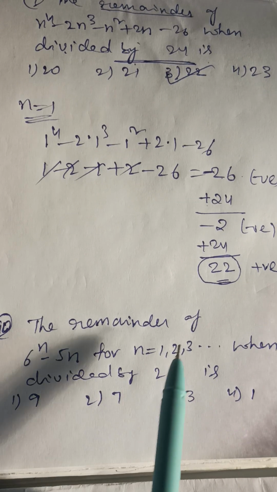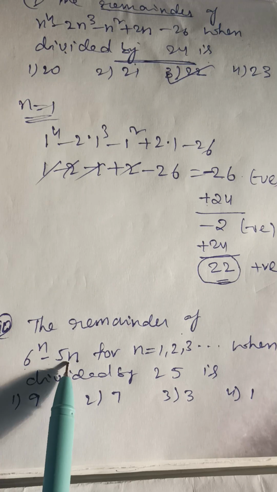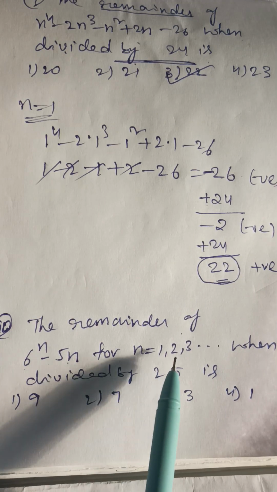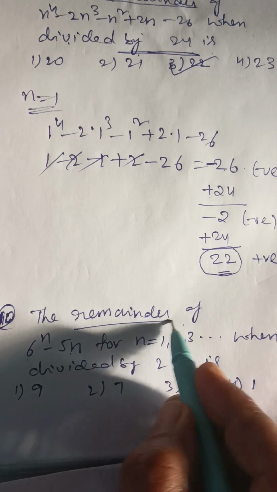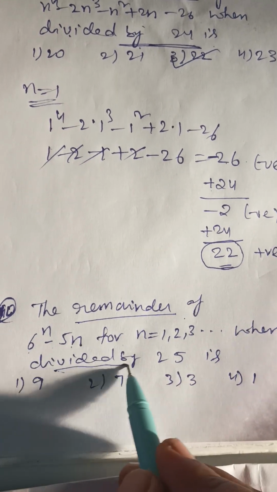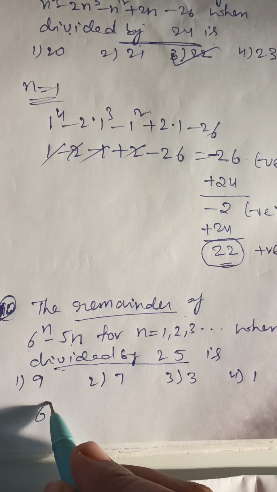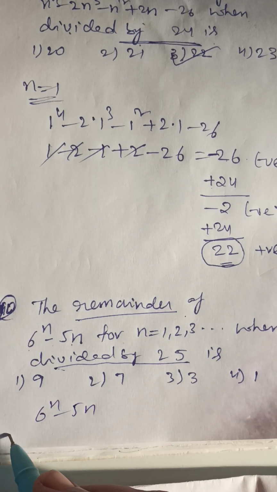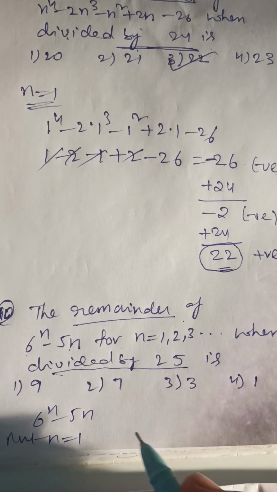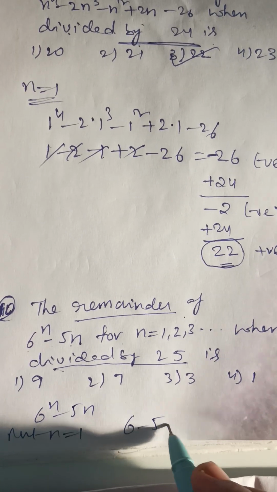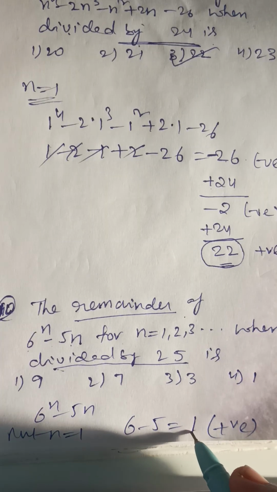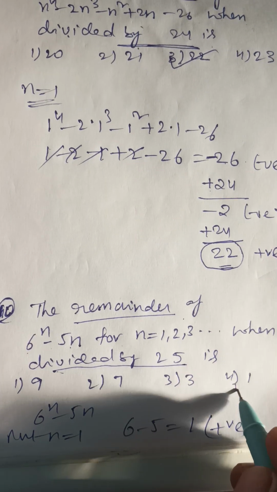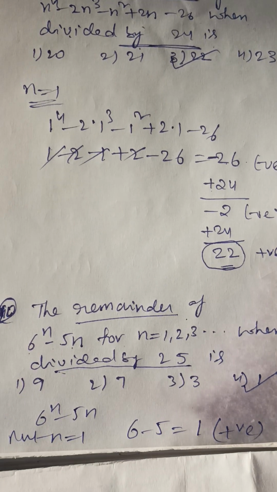Next one, the remainder of 6 power n minus 5n for n equal to 1, 2, 3, and so on, when divided by 25. So here again it is a remainder question, divided by 25. Take the given function, put n equal to 1. Then this will be 6 minus 5, we got a positive value. If you get a positive value, that will be the remainder. So 1 is the remainder for this question.